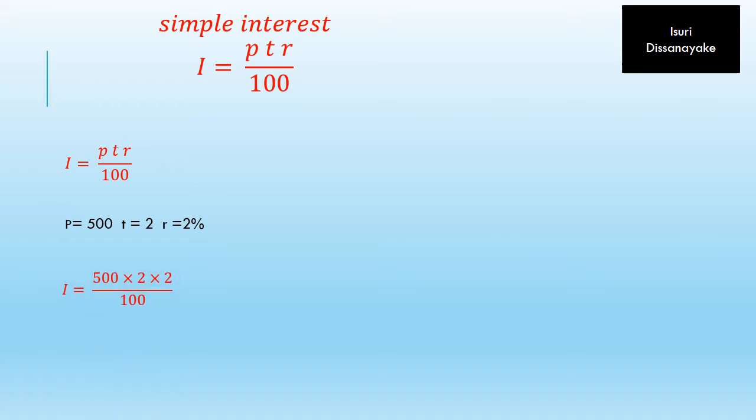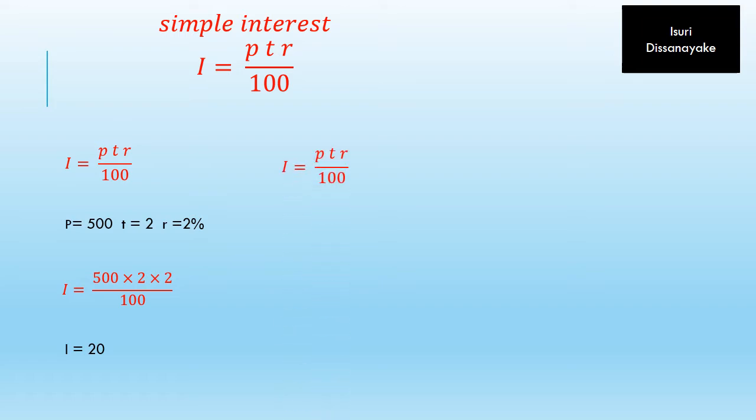So let's substitute the values. P equals 500, so instead of P, we can substitute 500. T equals 2 years. R equals 2% divided by 100. So I is equal to, you can cut the 2 zeros off. So 5 times 2 is 10, 10 times 2 is 20. That means the interest earned is 20.